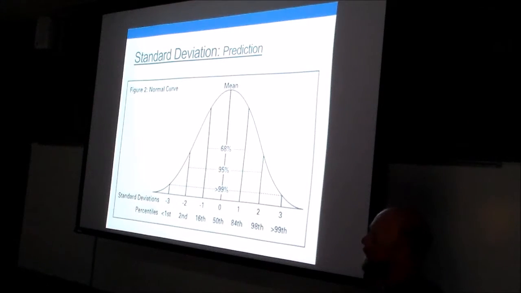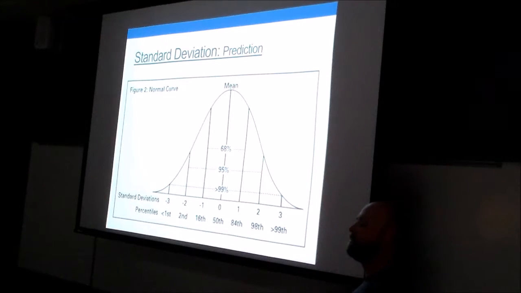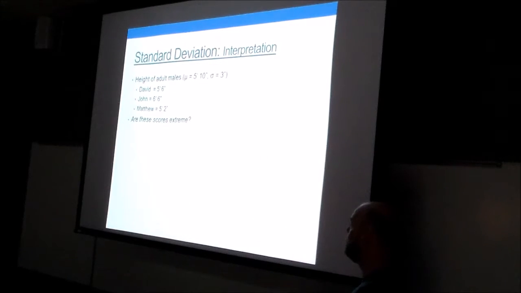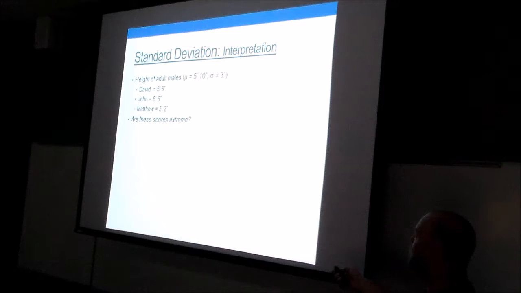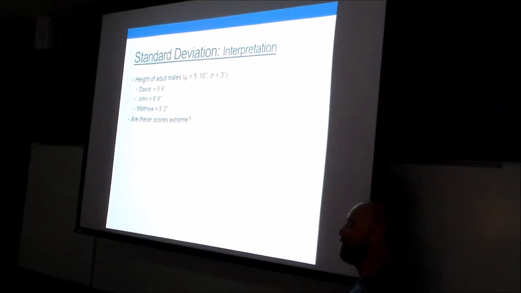Okay? So I don't need you to necessarily memorize this, but just think about where things fall. I can say the height of the average adult male is 5'10" with a standard deviation of 3 inches around that mean. And so you can see we've got David, John, and Matthew. Are these scores extreme?